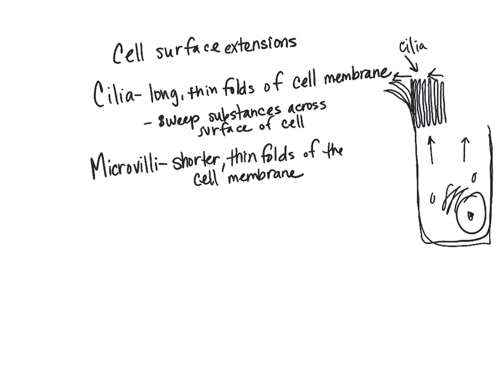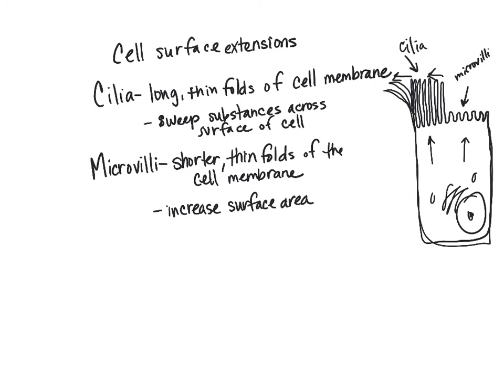Now our microvilli are shorter, and I'll draw those over here next to the cilia. So they're shorter and a little bit fatter. So this would be an example of microvilli, you can see here. They are shorter. They're also still thin folds, but they're definitely shorter. And these are used to increase the surface area of a cell so that we have better absorption.